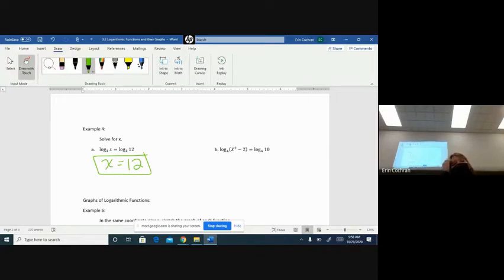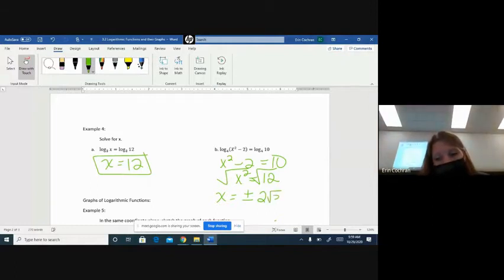Log base 4 of x squared minus 2 equals log base 4 of 10. So how would I set this up? X squared minus 2 would equal 10. And how do we solve for x squared? Add 2, so we get x squared equals 12. And then how do I get rid of the square? Square root. So x would equal plus or minus, simplify the square root of 12, 2 radical 3.